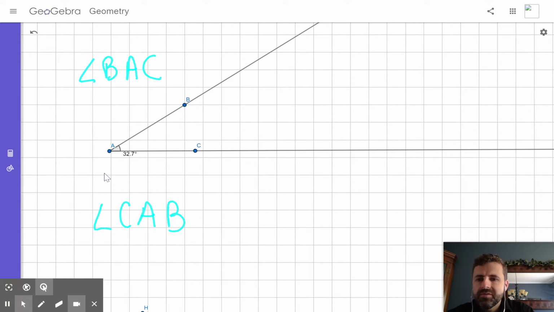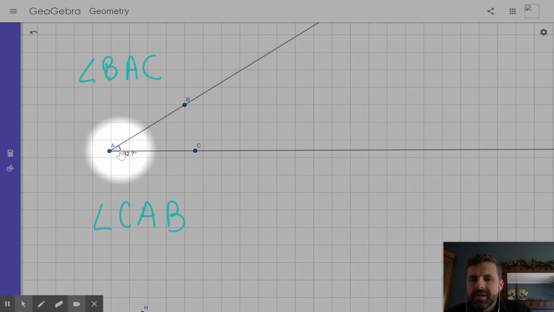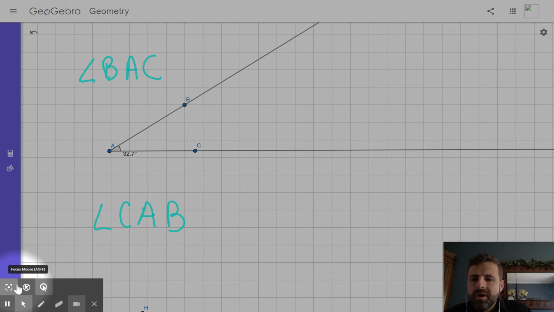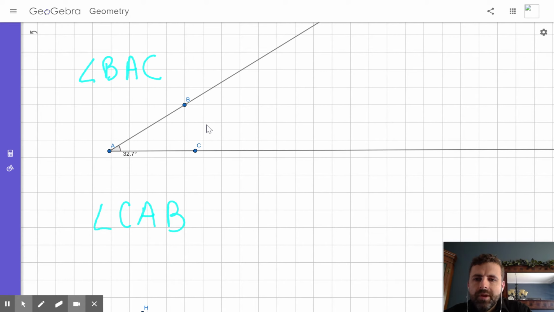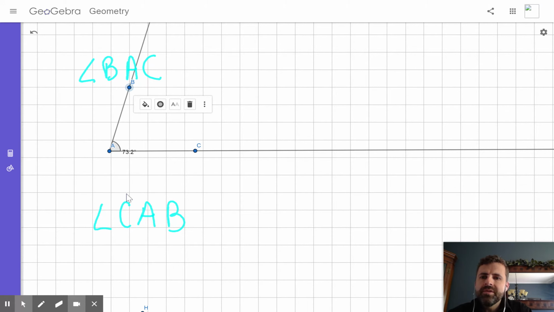I'm going to switch back here. So right here, this is our vertex. There's the angle, that gray part right there. Okay, that space in between. Now, I'm going to move these points around a little bit, and you're going to see this number of degrees change as I move it, because the space in between where the two rays meet is getting larger. So now it's up to 73 degrees.